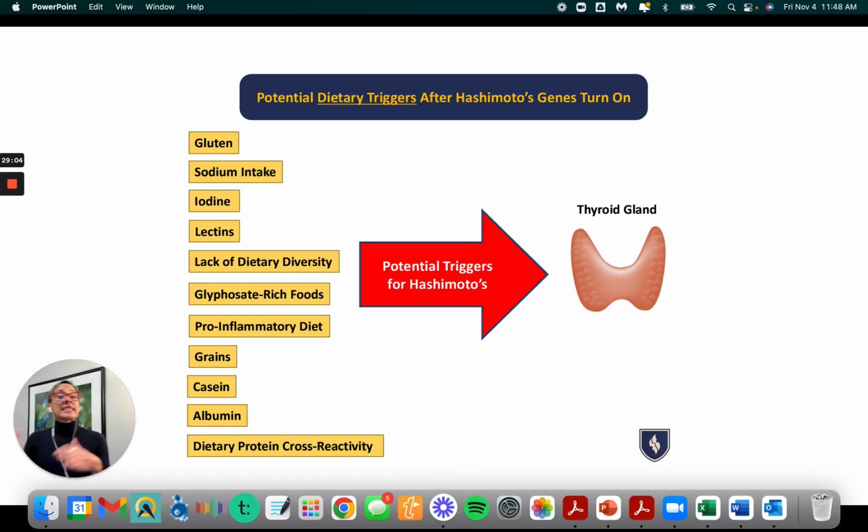All right, now I'm going to go through these next slides pretty quickly. When I see somebody for Hashimoto's, I am thinking about the web of triggers that may have an effect on the immune system and the potential for turning on autoimmunity to the thyroid gland. So we look at dietary triggers. This is after the Hashimoto's genes are turned on. Remember that silent stage? You have positive antibodies, but you don't have symptoms or abnormal labs yet. These are all the things you would want to really hone in on so it doesn't progress.